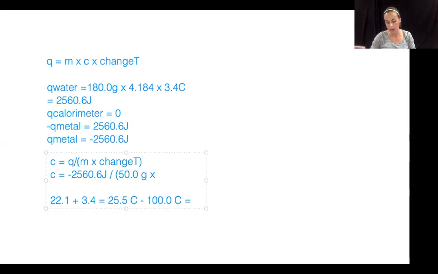So we had our starting temperature of our water plus the 3.4 temperature change giving a final temperature of 25.5. Then we do that minus the initial temperature of the metal, which was 100. So 25.5 minus 100 is negative 74.5. Now I'm going to plug that in over here. In your calculator, negative 2560.6 divided by parentheses 50 times negative 74.5. Be careful with all those negative signs.